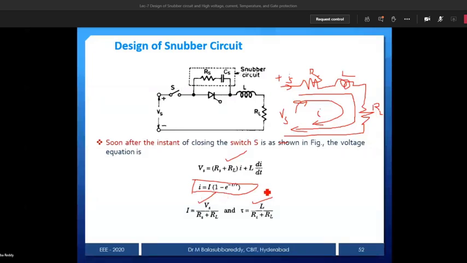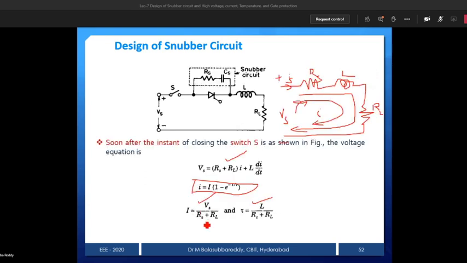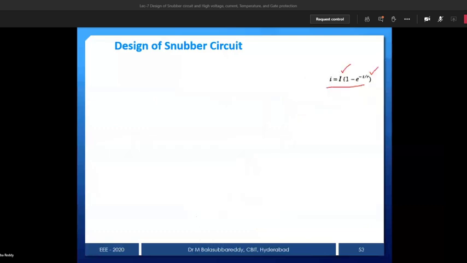Now I need to find what is the maximum di by dt and what is the dv by dt. That also you have to find. So for that, the I expression is known to you now. Then you know what is the I value and what is the tau value, because in the previous expression I showed I is equal to Vs by Rs plus RL, tau is equal to L by Rs plus RL. Just to differentiate it, this is a U notation, this is a V, apply the UV rule for the differentiation.